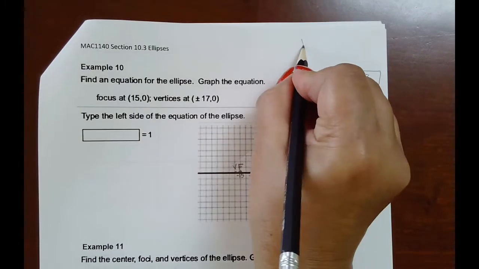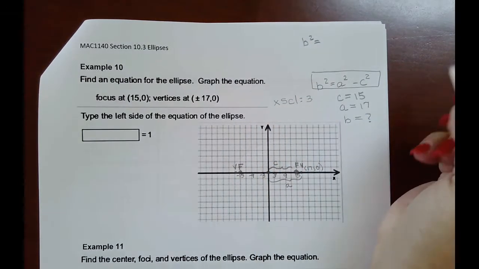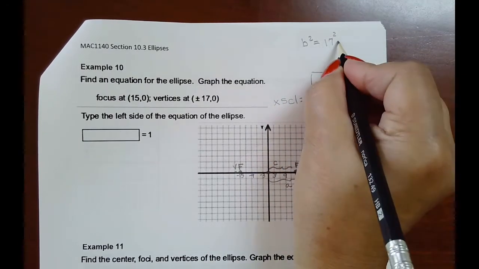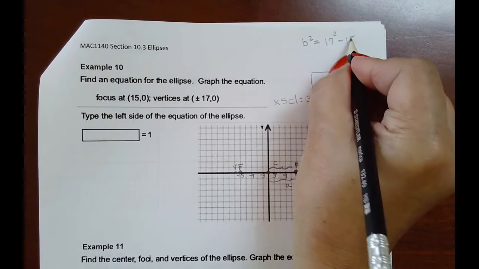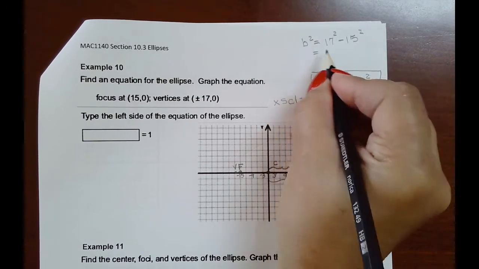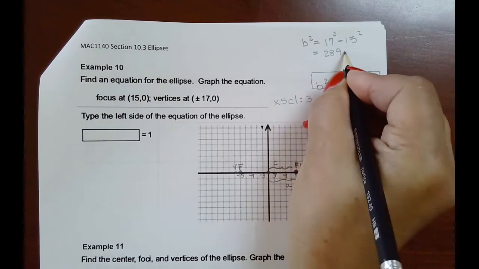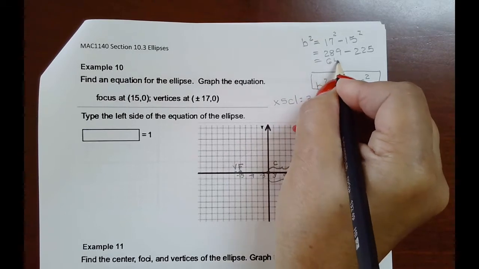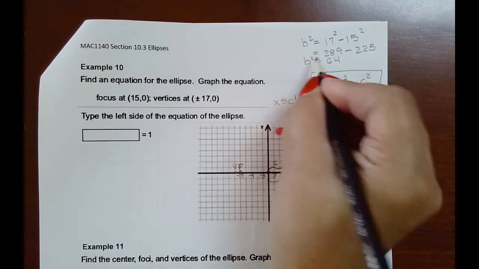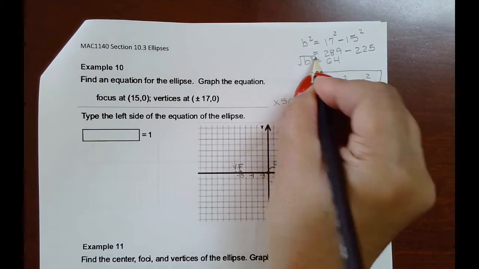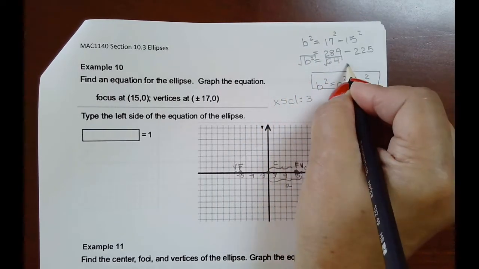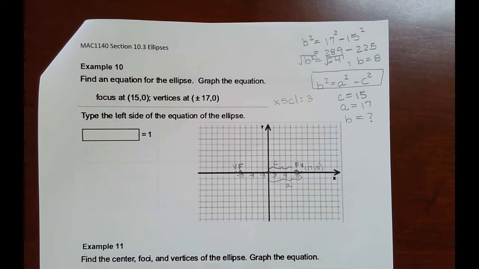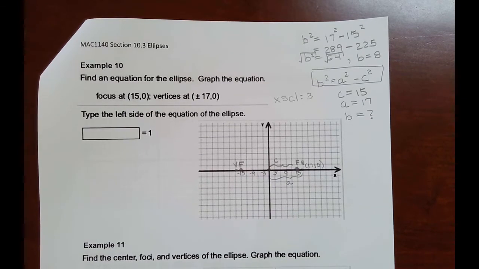Okay, so it is b squared is equal to a squared minus c squared. Okay, 17 squared is 289, 15 squared is 225, and when you subtract these two, you get 64. So b squared is 64. Then when you go into finding b, you get b is equal to 8. Okay, so with regard to writing the equation, you now have everything that you need.